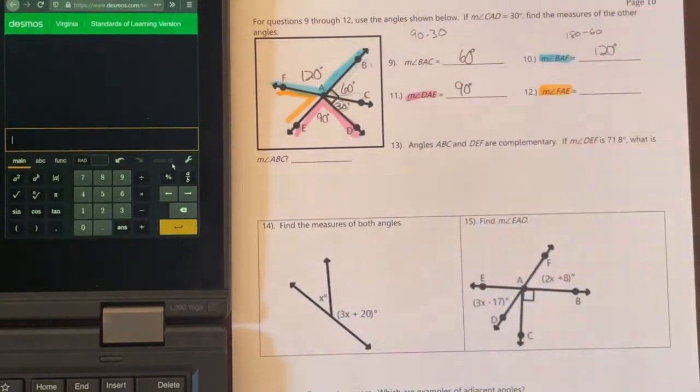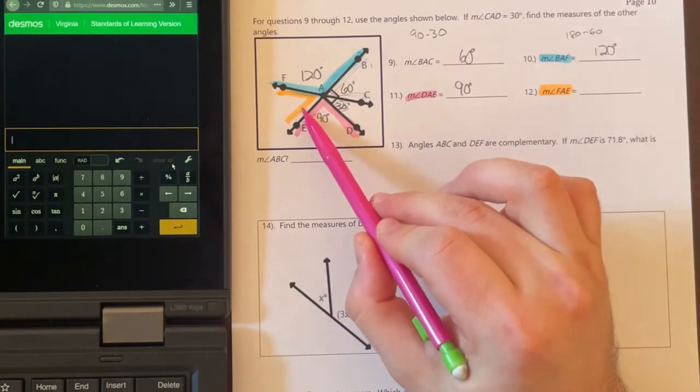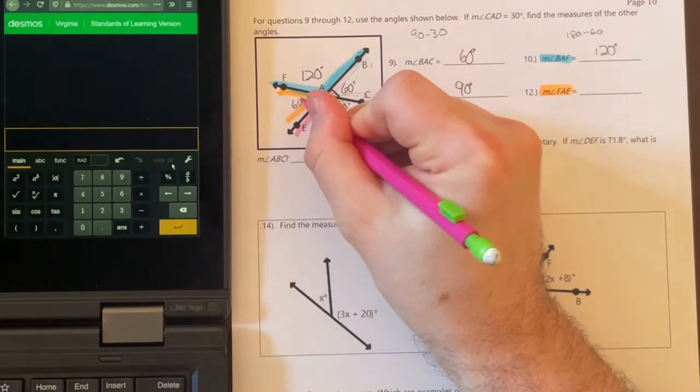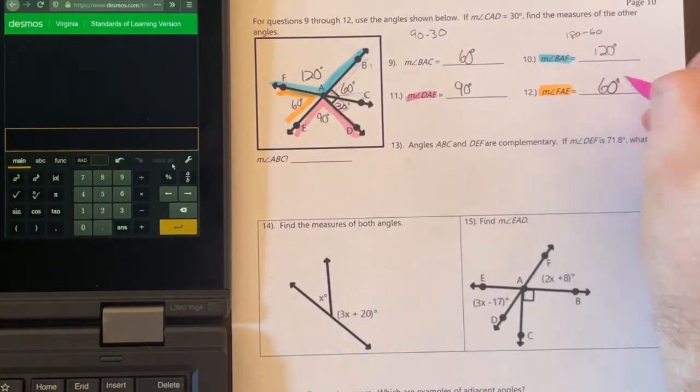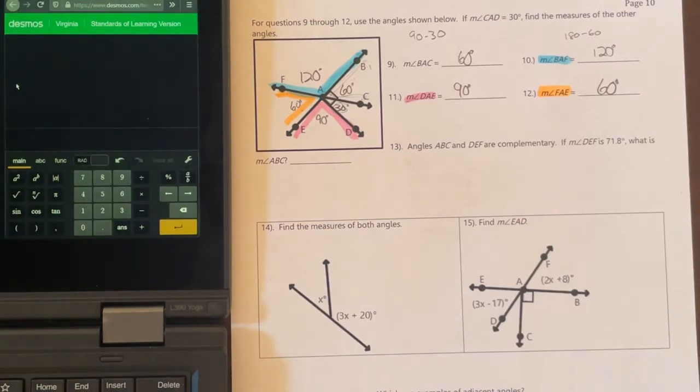FAE. All right. So let's see here. If we're looking at angle FAE and we're looking at angle BAC, we notice that these two are vertical angles. So that means that this is also 60 degrees. Again, make sure you can identify and isolate different angles for yourself. That way it's easier to follow.